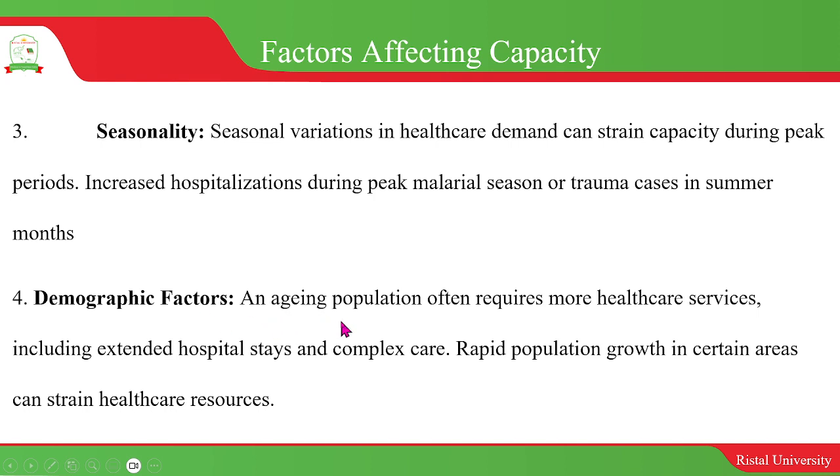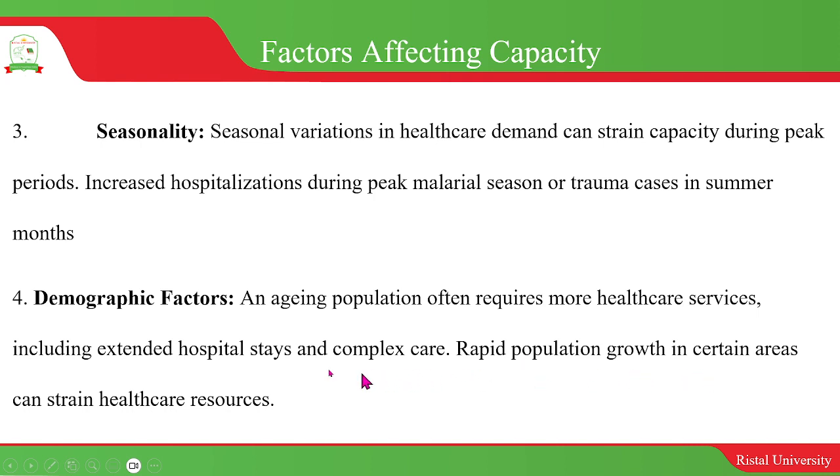Demographic factors and an aging population often require more healthcare services. I already briefly mentioned this because of the risk of chronic illnesses. When we age, our cells are getting tired, and many chronic sicknesses come in: hypertension, stroke, many other things, including extended hospital stays and also complex care.